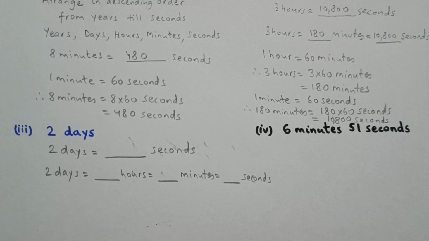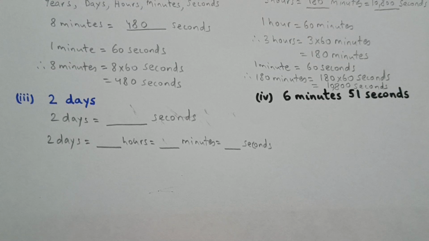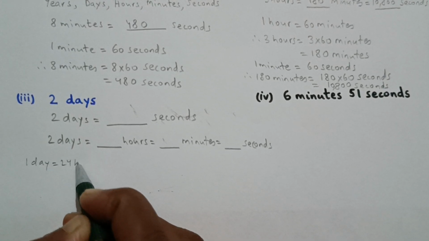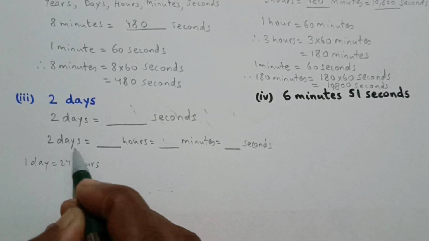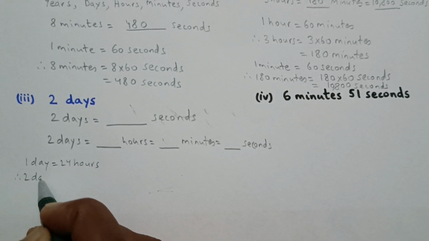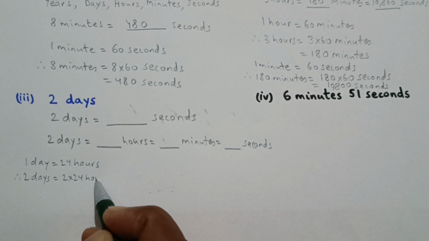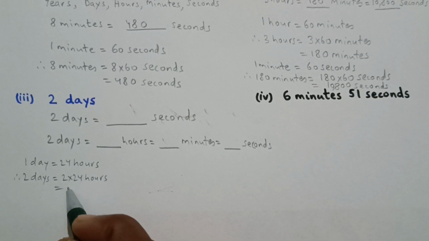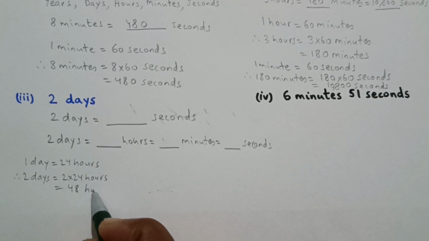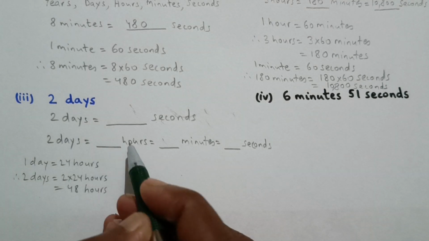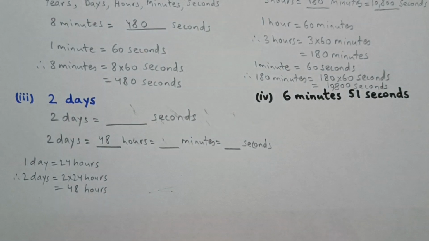So let us start solving it. First we have to convert 2 days into hours. We know that in one day there are 24 hours. Therefore 2 days will be 2 into 24 hours, and 2 into 24 is 48. So 2 days is 48 hours.